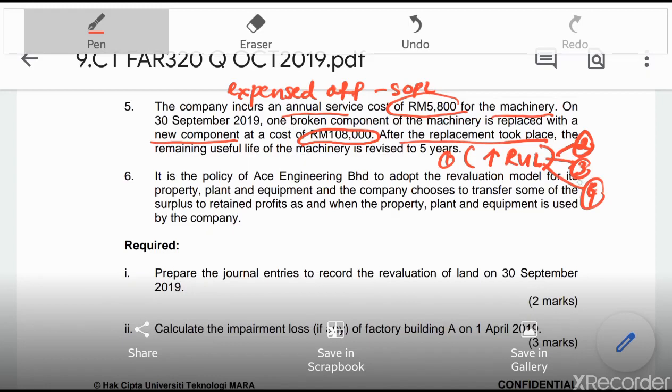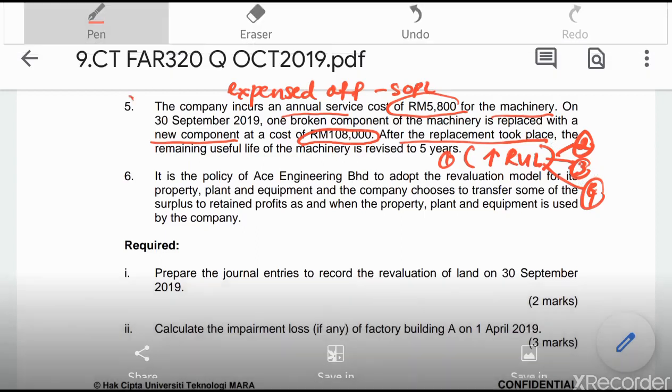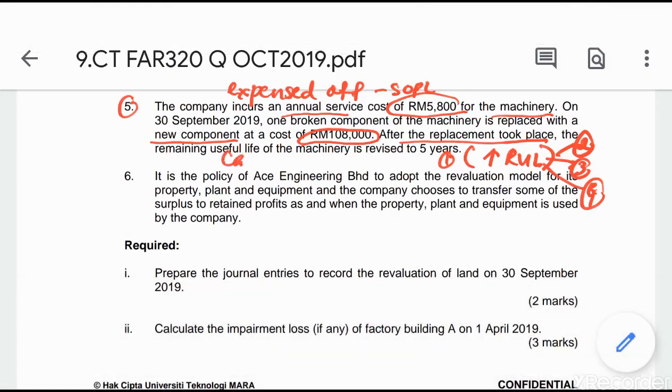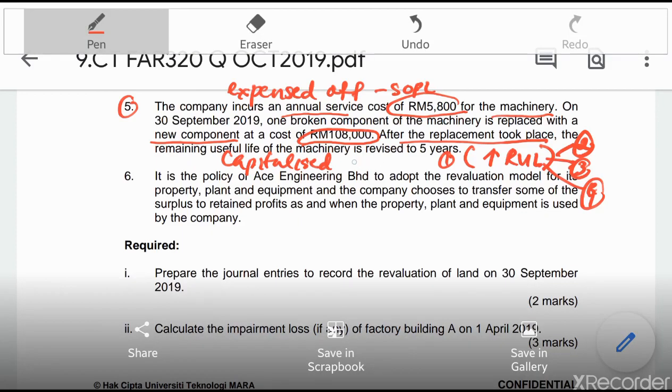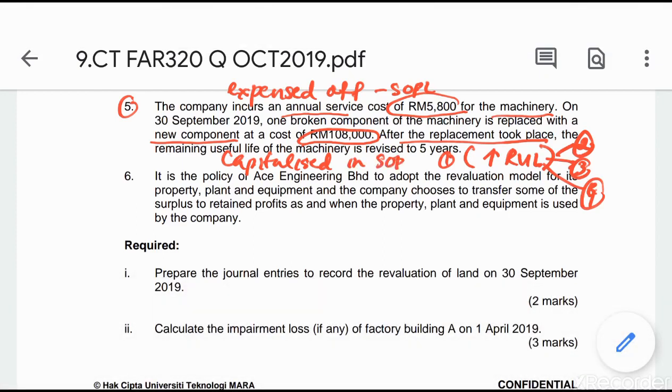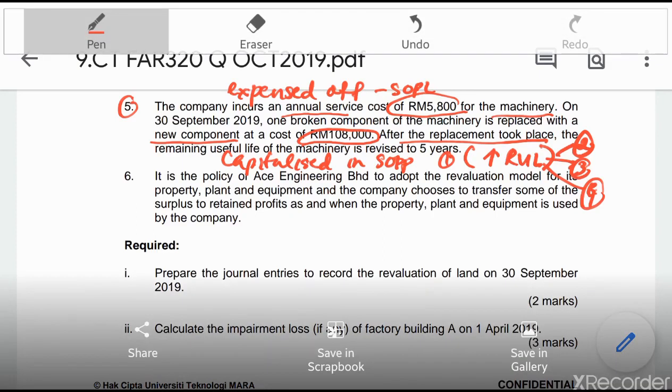The last part is just information, right? But the information in number 5 is about capital and revenue expenditure. So for this machine, the replacement will be capitalized in the SOFP, meaning that it will be added to the existing machine. So why? Because it enhances the future economic benefits through the extension in the remaining useful life.